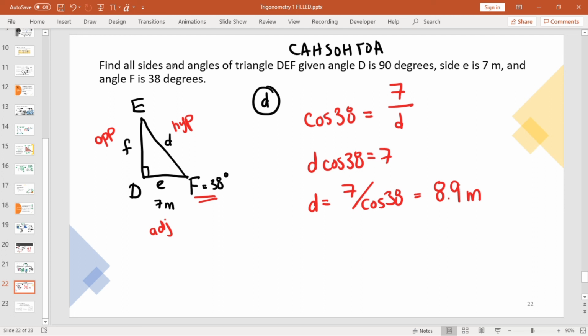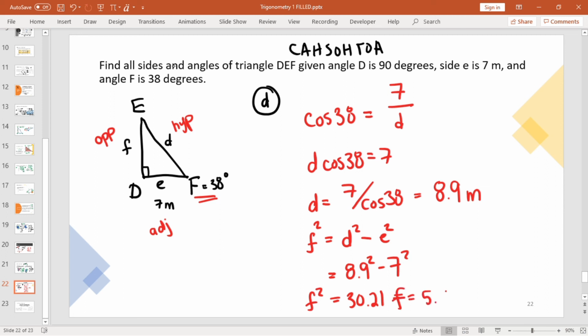Okay, next I'm going to find another side, little f. This time I'm going to use Pythagorean theorem. So I know that f squared is going to be the hypotenuse, which is d, d squared minus e squared, which is going to be 8.9 squared minus 7 squared. I do that math in the right order, and I should get 30.21, which means that if I take the root of that, f is about equal to 5.5 meters. Okay, so now I found another side.